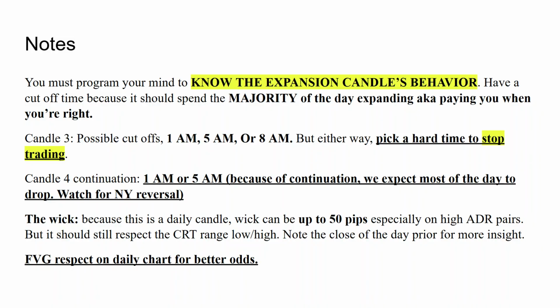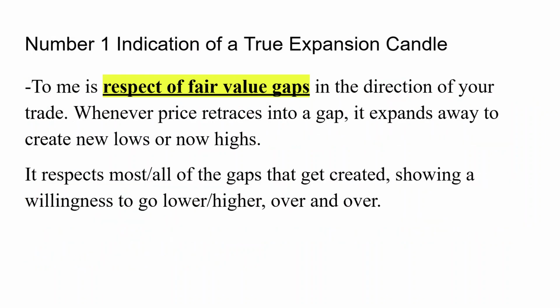So the wick of the daily candle, because this is a daily candle, the wick can be up to 50 pips on higher average daily range pairs. Sometimes you have a smaller wick, but it really should depend on where the manipulation candle closes. The farther away the manipulation candle closes from the range, typically the longer the wick can be. And as always, if you want to use fair value gaps on the daily chart, that can give you better odds for a large move, but I'll show you that in some upcoming slides.